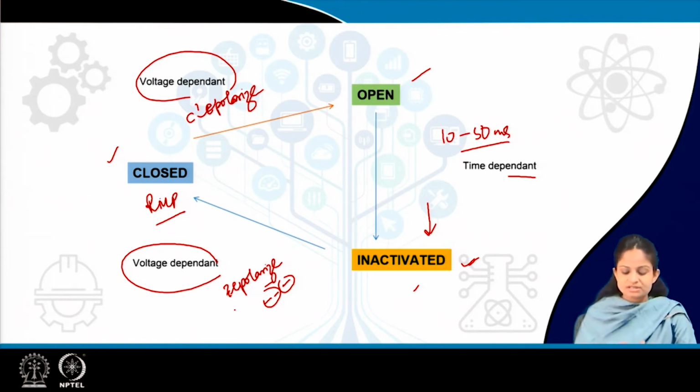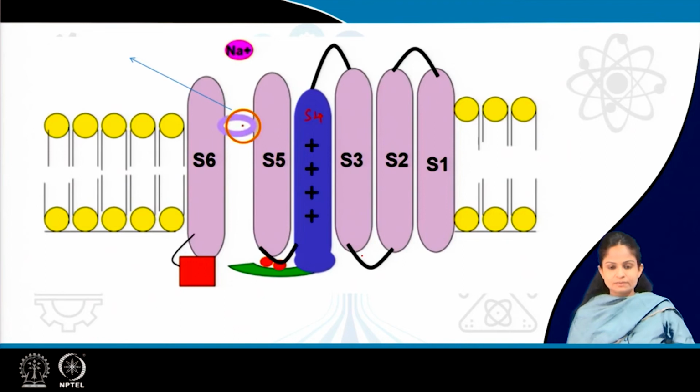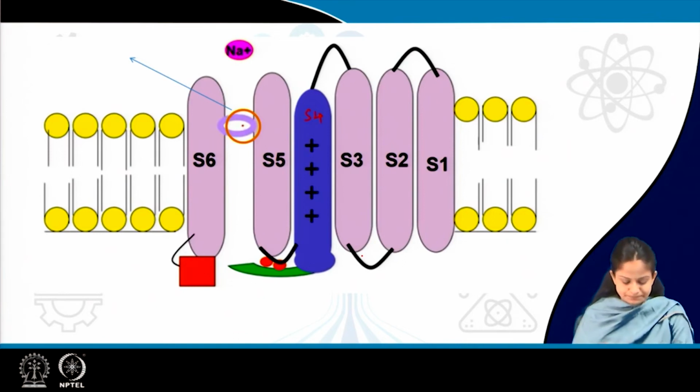From closed state to open state there has to be a depolarization, since it is voltage dependent, that is the membrane potential will rise from negative towards positive. From open state to inactivated state it is time dependent, that is it will open and remain open for 10 to 50 milliseconds. And from the inactivated state the membrane should repolarize, because this phase is also voltage dependent, so that again the ion channels could open. So, I have to move from the inactivated state to the closed state again to open the ion channels. With this, now we will see the molecular mechanism of these gates, the ion channels.